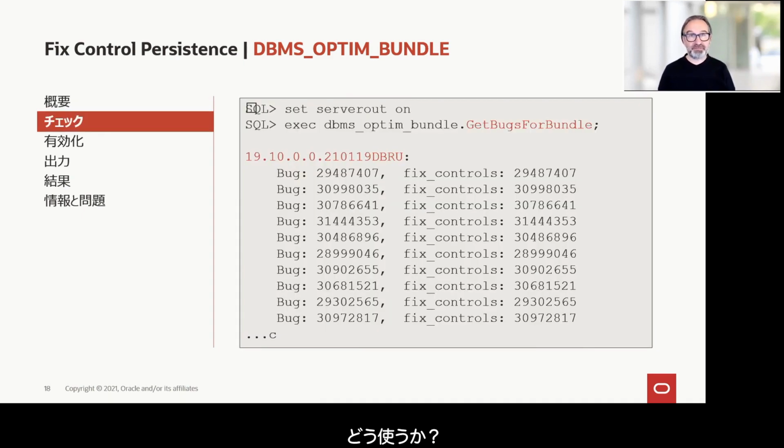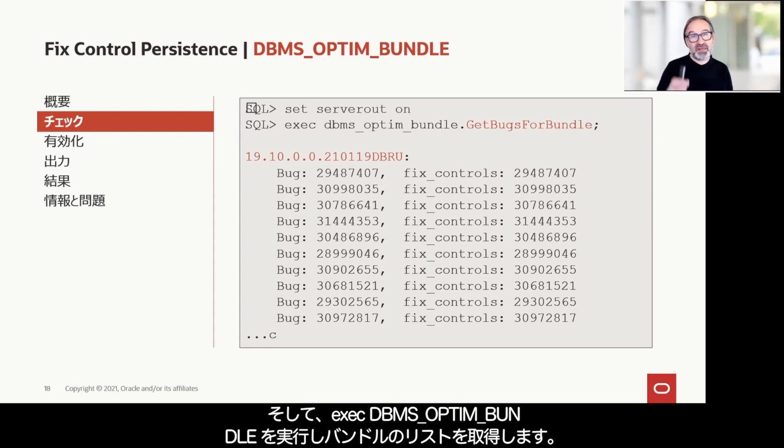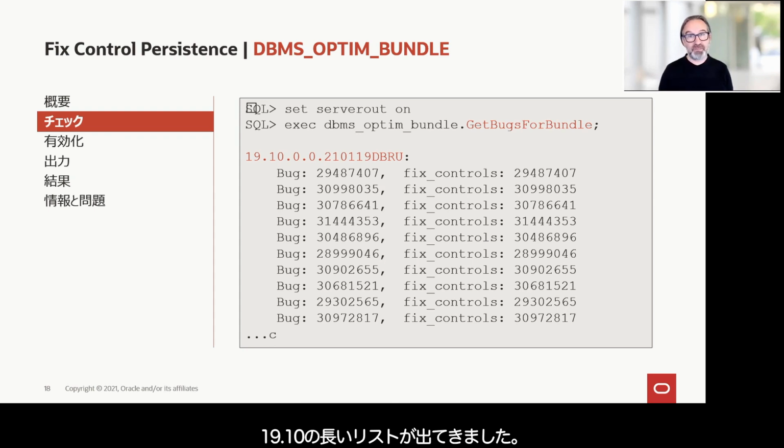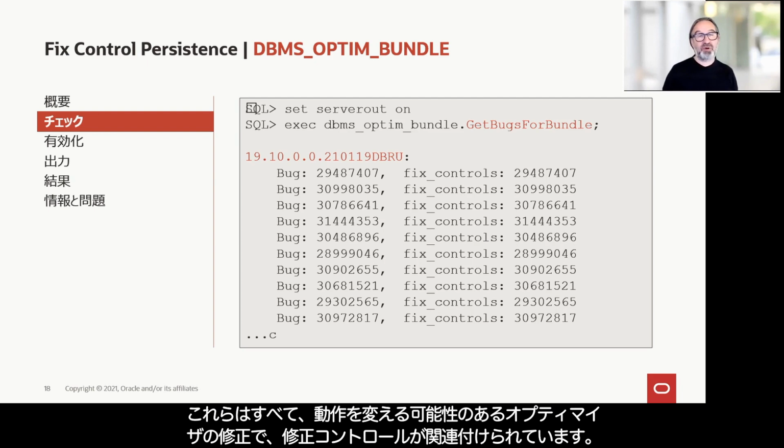How do you use it? And why do you want to use it? So we roll out a lot of patches. For instance, here, this example with 19.10. Set serveroutput on. This is important because otherwise you don't see any output. And then exec DBMS_OPTIM_BUNDLE.GETBUGSFORBUNDLE. Okay, now I get a long list here for 19.10. So you get the bugs listed, and these are all potentially behavior-changing optimizer fixes. And they have a fix control associated with them.